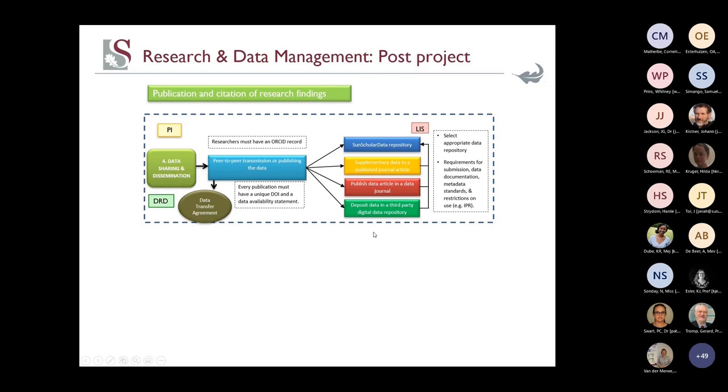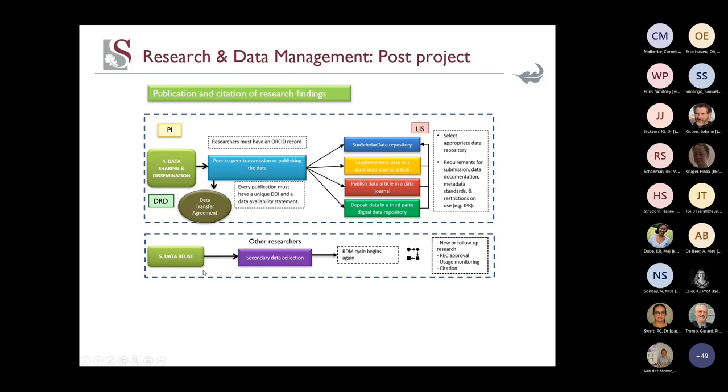And if your data is available for reuse, it will be secondary data that's available to other researchers for different purposes maybe, and the RDM cycle will begin again. And what is important here, if you are using secondary data for your own research project, it is important to ask the question whether you will need Research Ethics Committee approval to work with that data, and DRD can help with that. And then usage monitoring and citation are other things that are very important here.